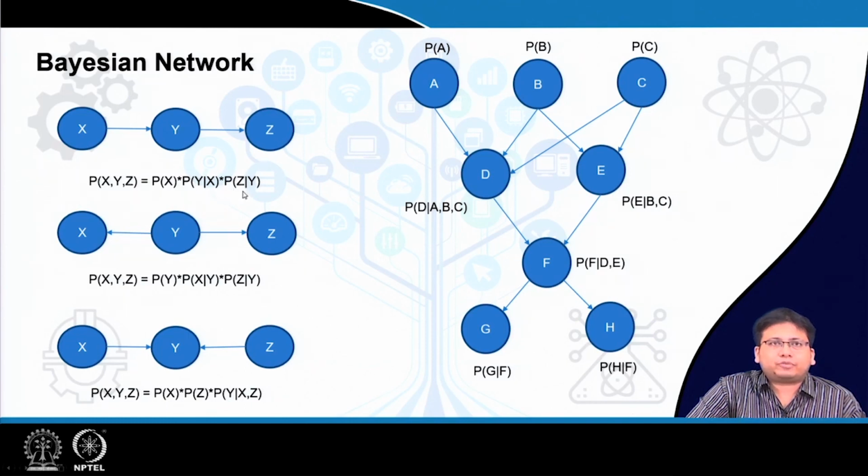respective parents. So, x has no parent, so I write p of x, then y, it has only x as the parent, so I write p of y given x, and z has only y as the parent, so I write p of z given y, and I multiply all of them together. That is the joint distribution.